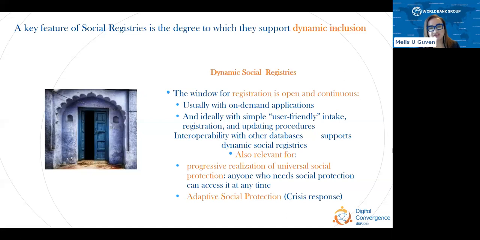And dynamic registries play a crucial role in adaptive social protection by enabling governments to respond more efficiently to various shocks, thanks to the up-to-date information that they contain. And in that sense, integration of social registries with social protection MISs, meaning program MISs, play a crucial role as well. Next slide, please.